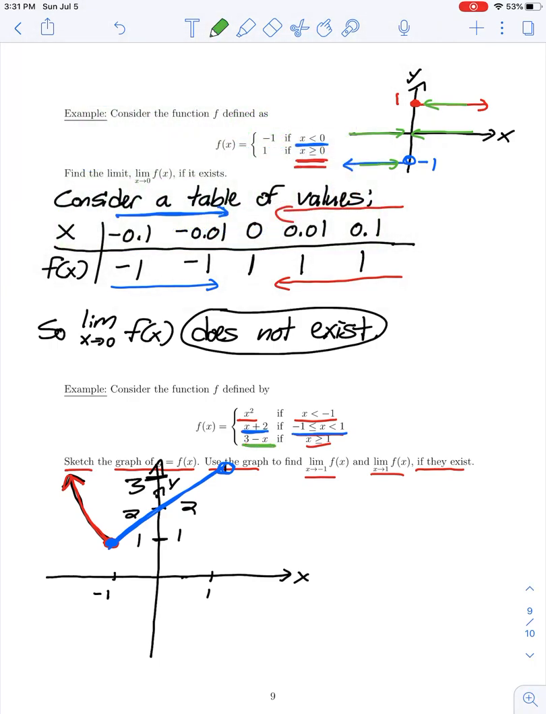And for the last part of our function, we have 3 minus x if x is greater than or equal to 1. So when x is equal to 1, we would have a y value of 2. So at the point (1, 2), I'm going to have a closed point. And then the graph of 3 minus x is a line of slope negative 1. So from here, our graph would look like the following.